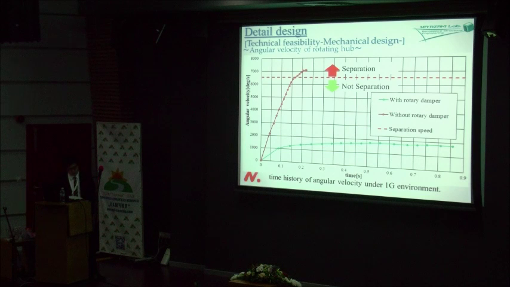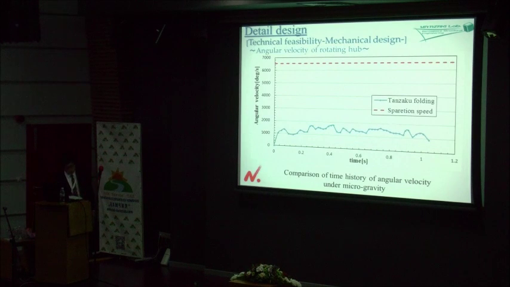On the other hand, the angular velocity of the hub with the rotary damper is suppressed and the deployment was successful. This figure shows the time history of the angular velocity of the floating hub in the microgravity experiment. The convergence value of the angular velocity is the same as in the one gravity environment, and the deployment was successful.